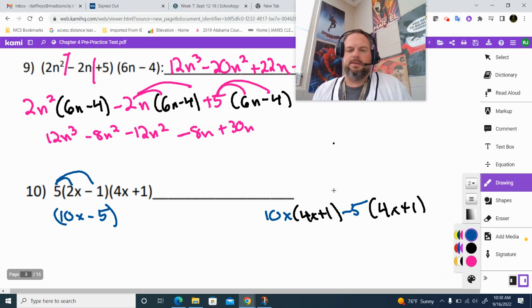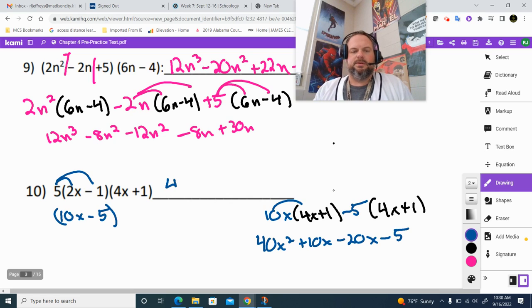Okay. So this is 40x squared plus 10x minus 20x minus 5. So 40x squared minus 10x minus 5.